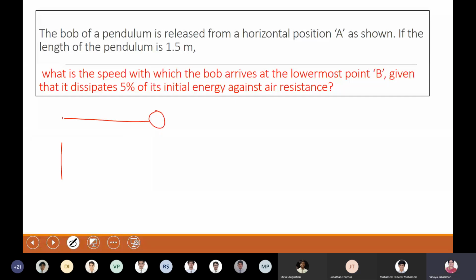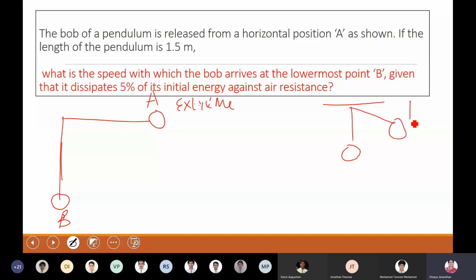You have a simple pendulum. Now it is at an extreme position A, and B is the rest position, right? In a simple pendulum, when the pendulum is at the extreme position, the energy will be purely potential. When it comes to the mean position, the energy will be purely kinetic. From mean position to another extreme position, as the pendulum oscillates, potential will be converted into kinetic, and kinetic will be converted into potential.